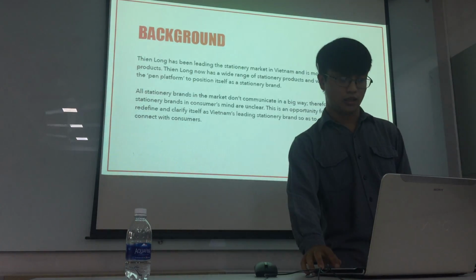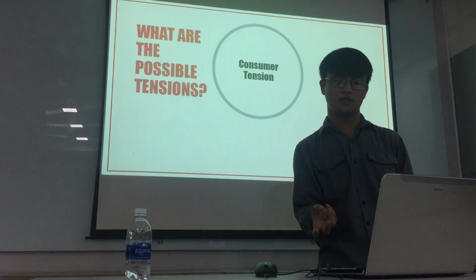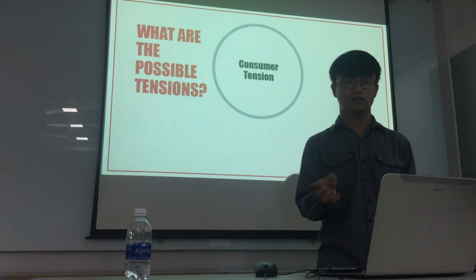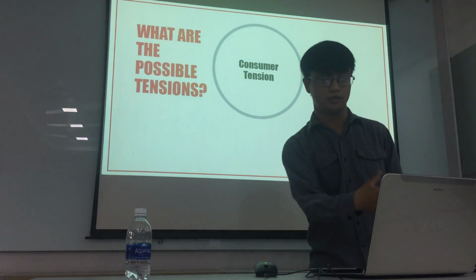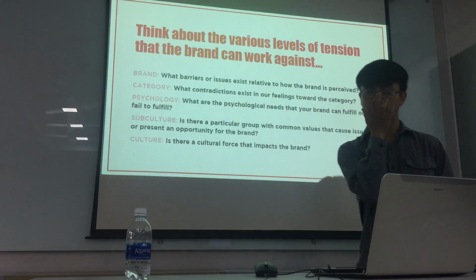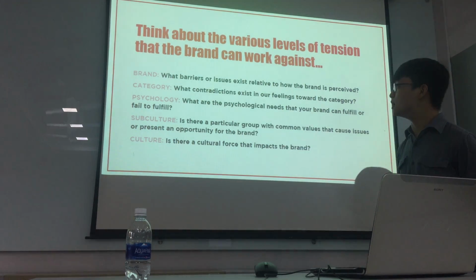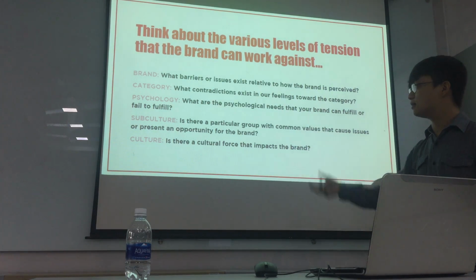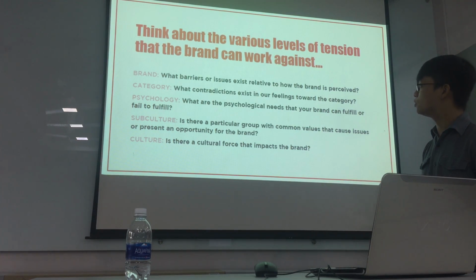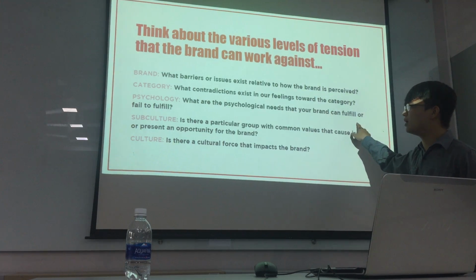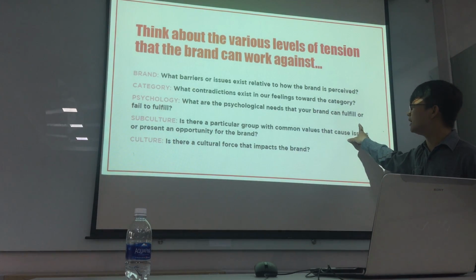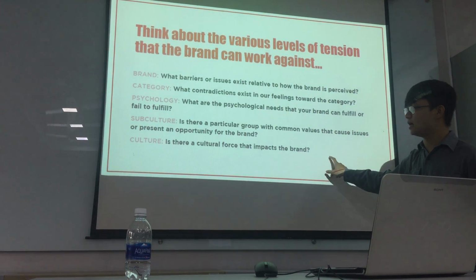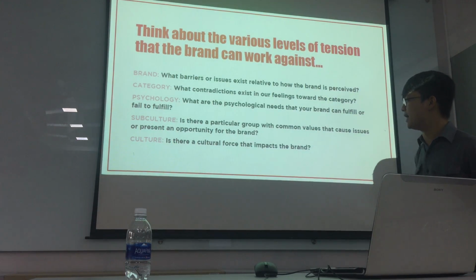And I want you to guess the consumer tension and the unique brand offer. The way to figure out the consumer tension is to think about the layers given before in the consumer tension part: the brand, the category, the psychology, and the subculture or culture. Here are some questions. In psychology, what are the psychological needs that your brand can fulfill or fail to fulfill? On the cultural side, is there a cultural force that impacts the brand?